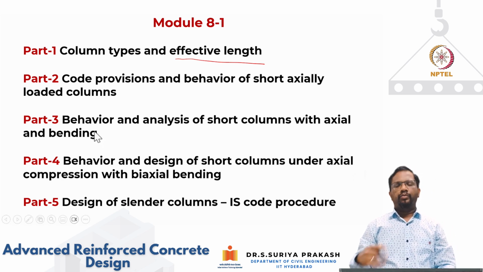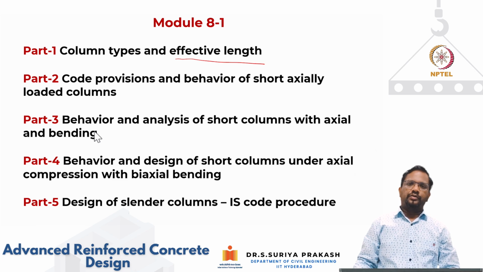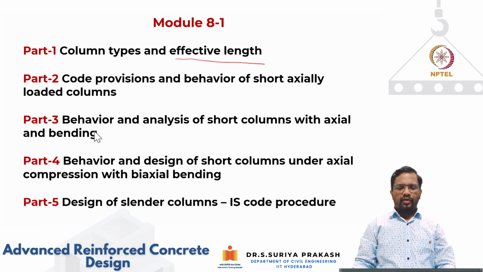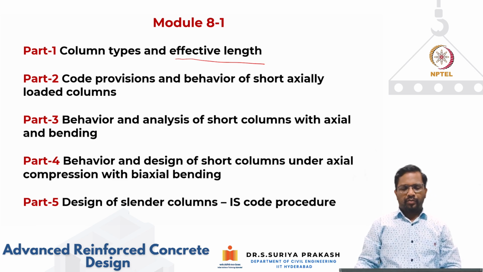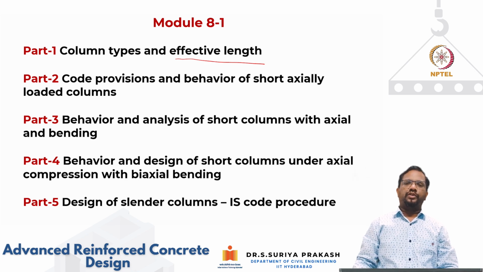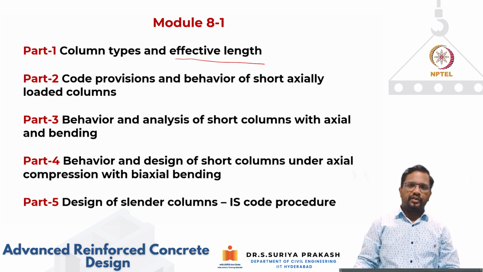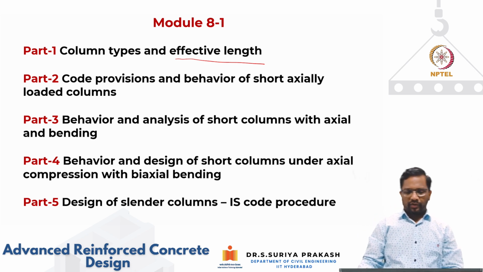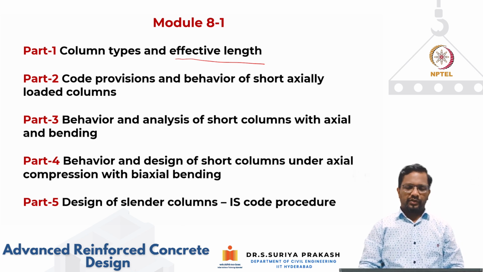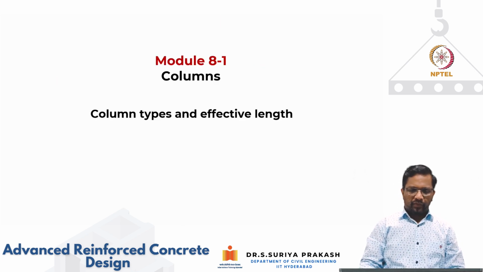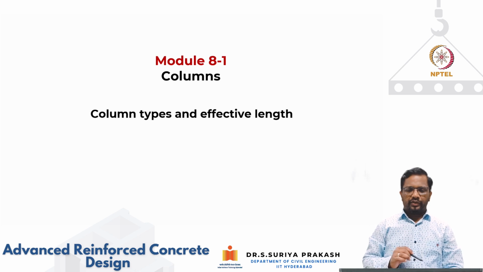Then part four, we will move on to how to design the columns for biaxial bending along with axial compression. Then part five would be about how to design for slender columns. So how do you consider the slenderness aspects in design of columns? So these are the 5 parts that we are going to discuss in this module. Right, so we'll get into this first part of the module.